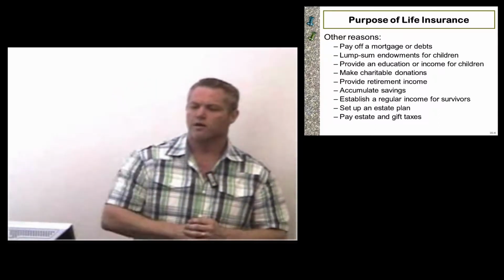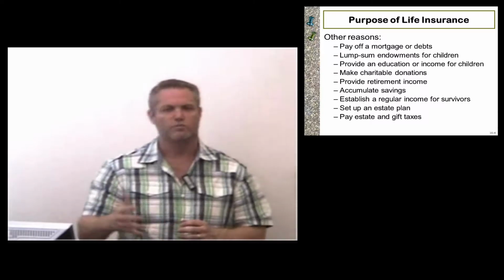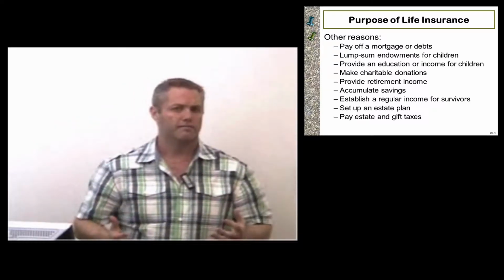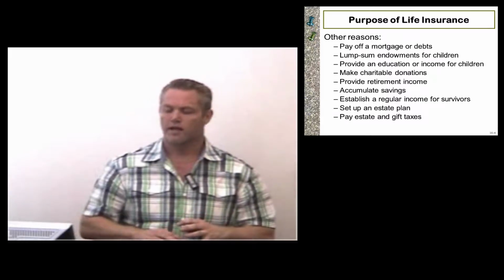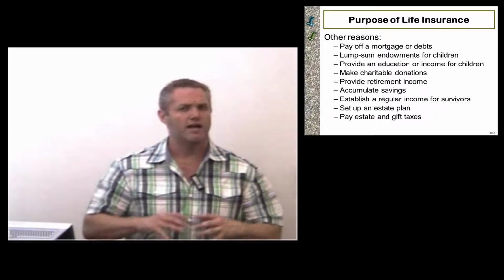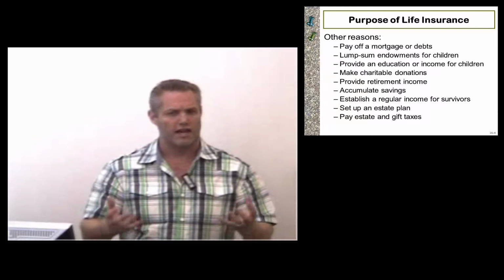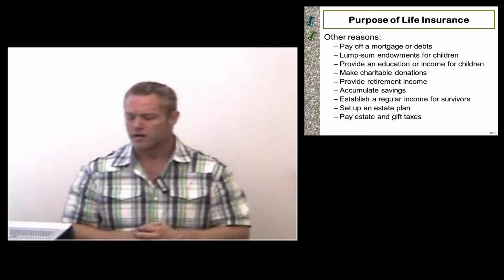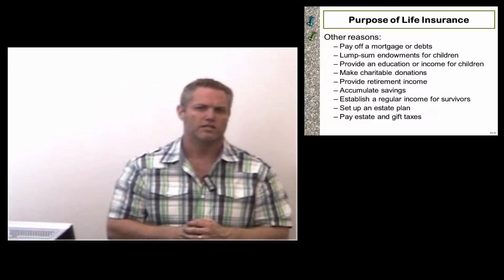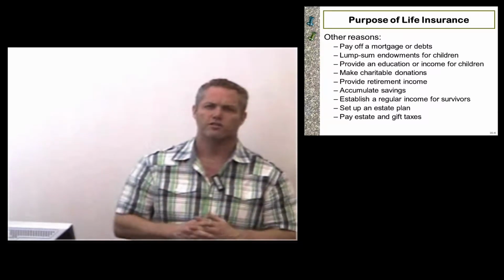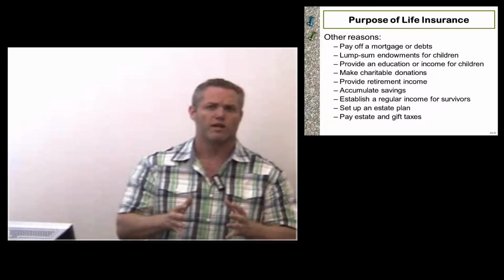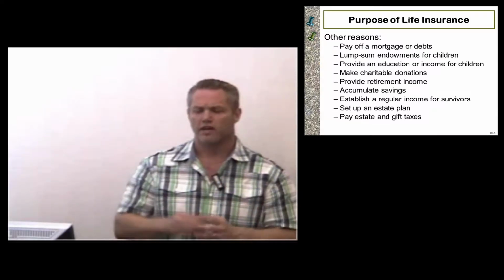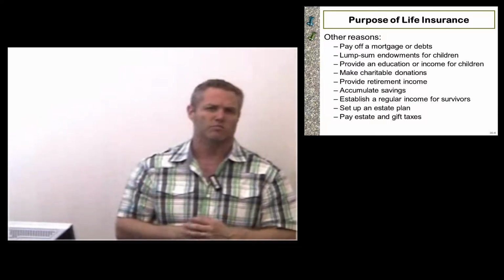Some of the other things that we use life insurance for is to provide retirement income. I think mostly that's a bad idea. You should be buying term insurance and not a life insurance policy that also has an investment component to it. 99.9% of the time, term life insurance is going to be by far the best way to go versus whole life or universal life that includes in it an investment portion.